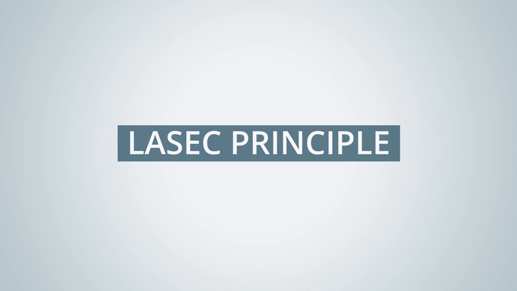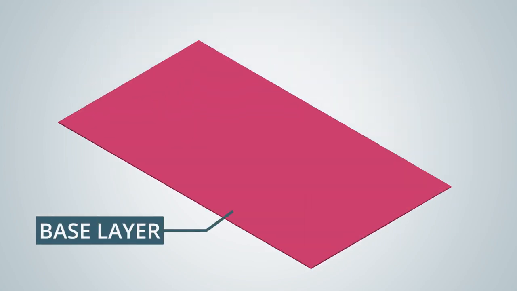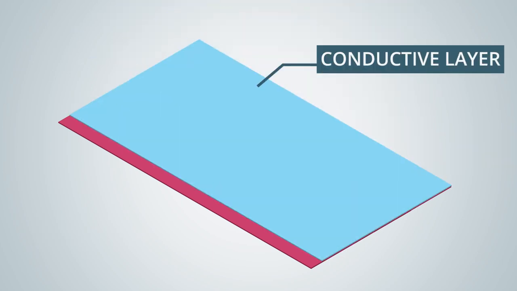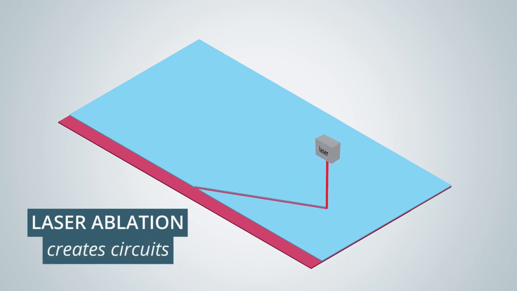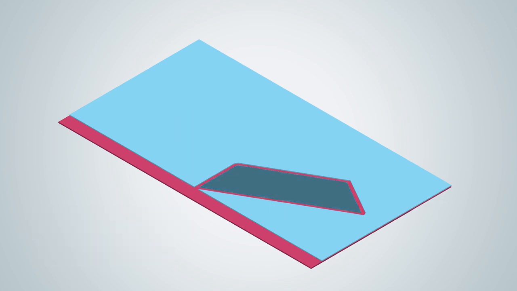LASEC uses a two-layer compound material consisting of a flexible base layer, for example, a PET film, and a conductive layer, for example, a coating of conductive paint. Using only a standard laser cutter, LASEC combines laser ablation to create circuit traces.